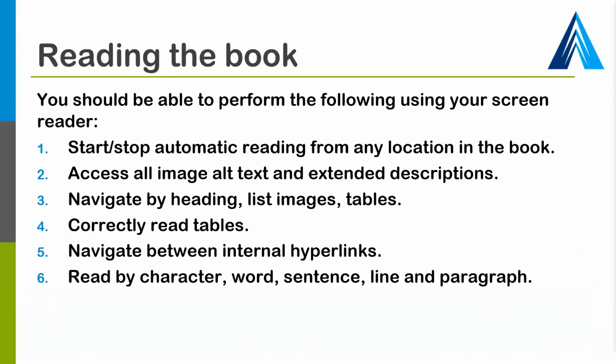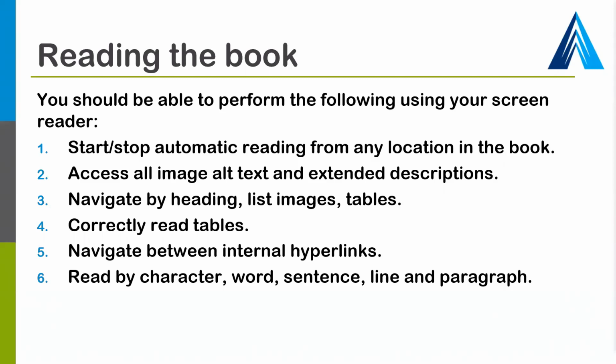And so reading is critical to the accessibility of an EPUB or ebook to a blind student or a student using a screen reader. Reading features they should be able to do without any problems are start and stop automatic or continuous reading with their screen reader. And when they stop, if they resume reading, they should resume from where they paused, not back up at the top of the page. So that's one critical reading feature.